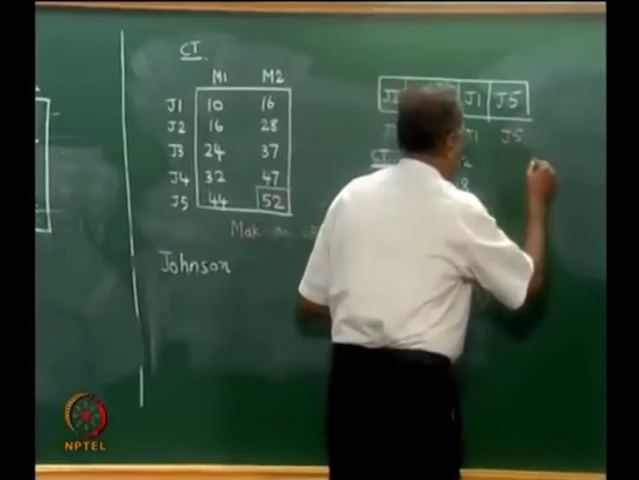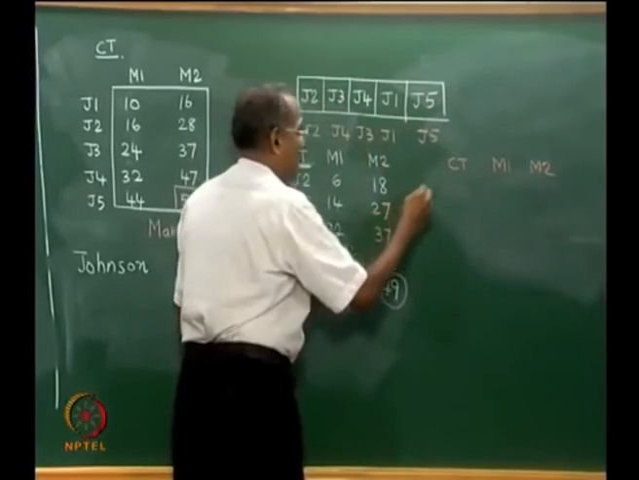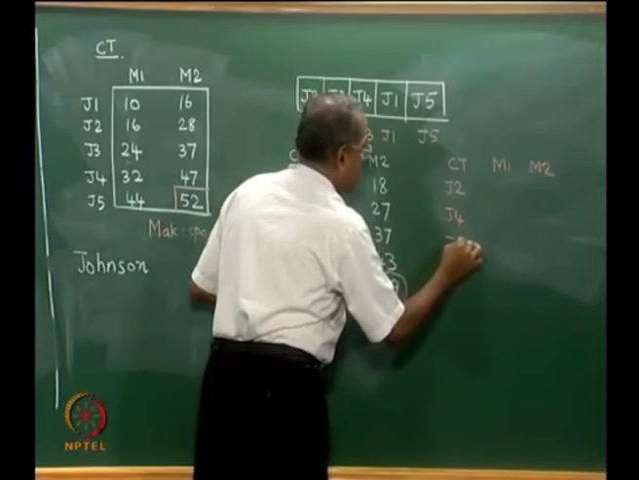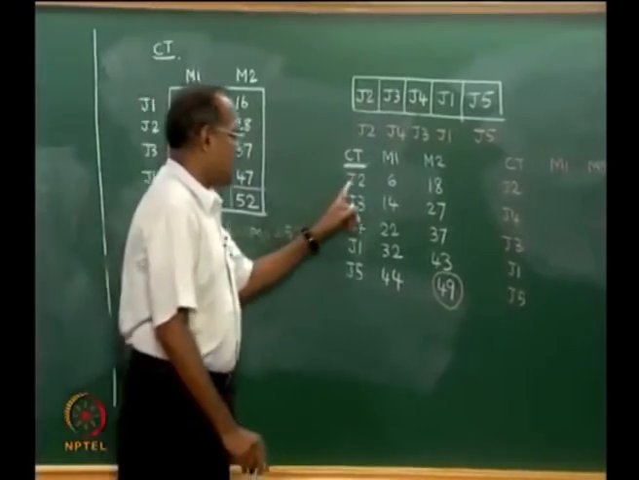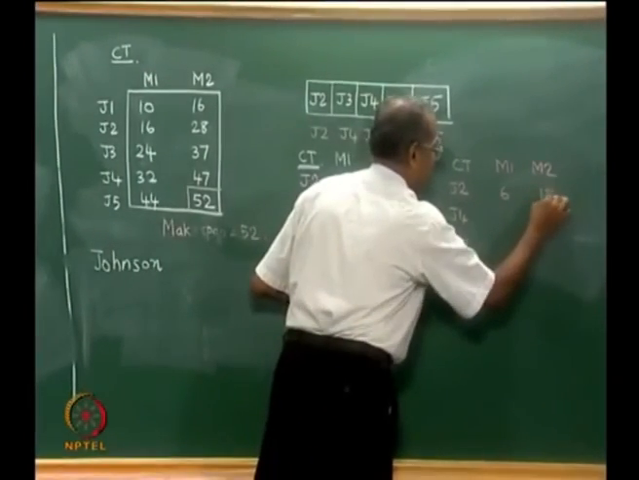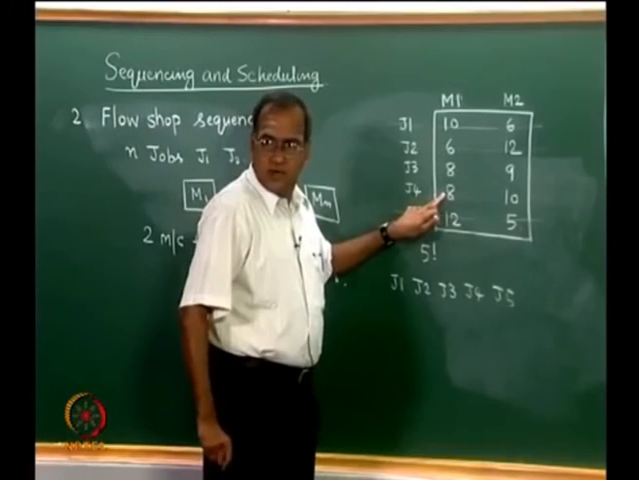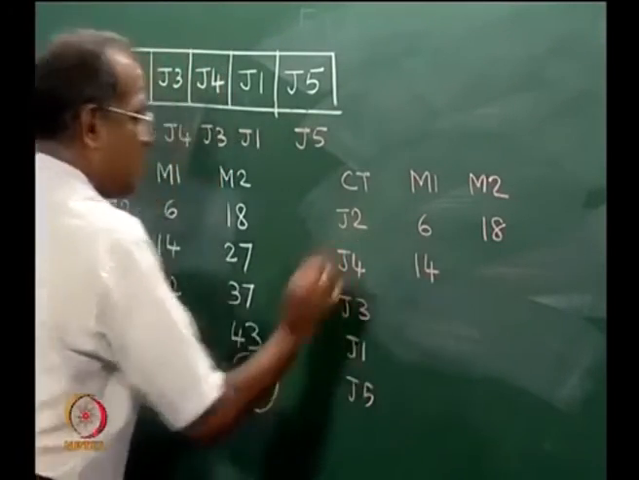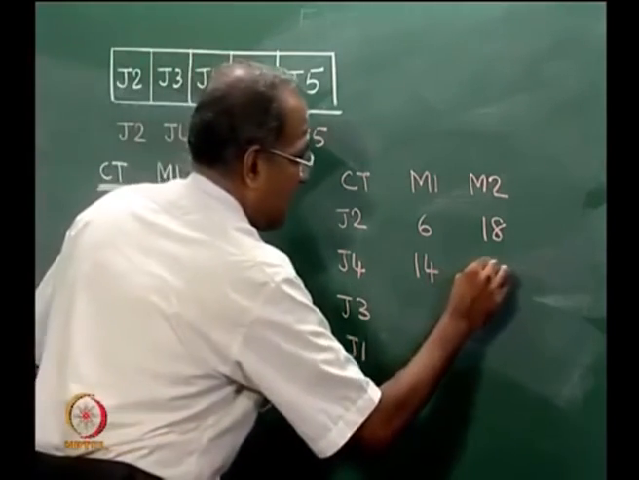So, here we are again computing cycle times, we have M1 completion times, we have M1, M2, the sequence is J2, J4, J3, J1 and J5. Now, for J2 it is the same, so it is 6 and 18. Next we have J4, so J4 takes M1 at 6, finishes at 14, has to wait for 4 units of time, so goes to M2 at 18 and finishes at 28.